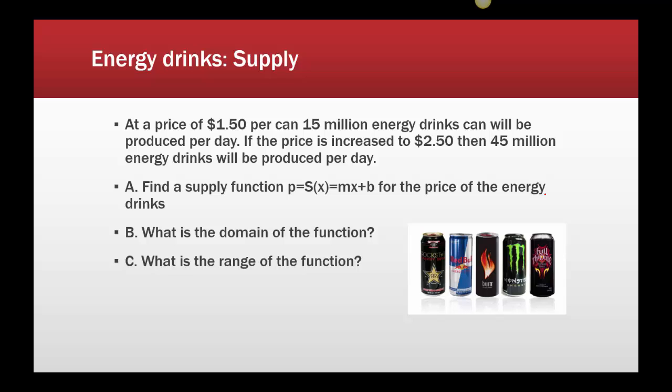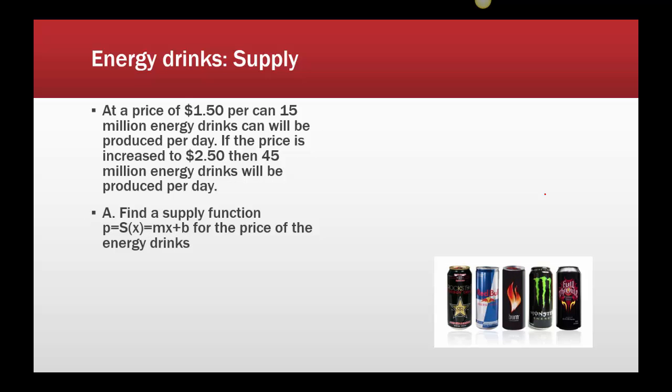Again, after we know what the supply function or the supply equation is, then we'll come back and talk about the domain and range. All right. So look at what we had. We have this information about how many they'll be willing to make depending on the price that we'll sell it for. So I can come up with these equations. 1.50 equals M times 15 plus B, and 2.50 equals M times 45 plus B.